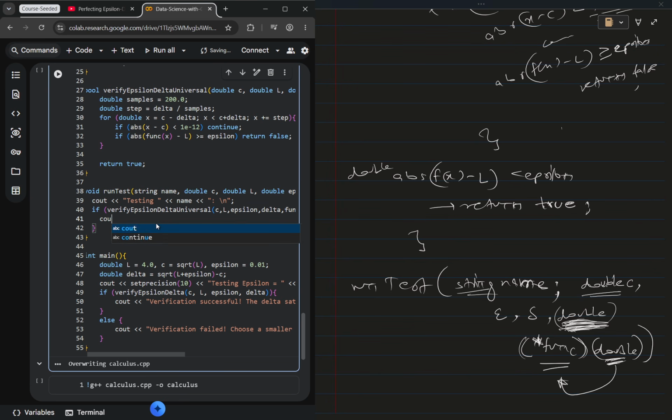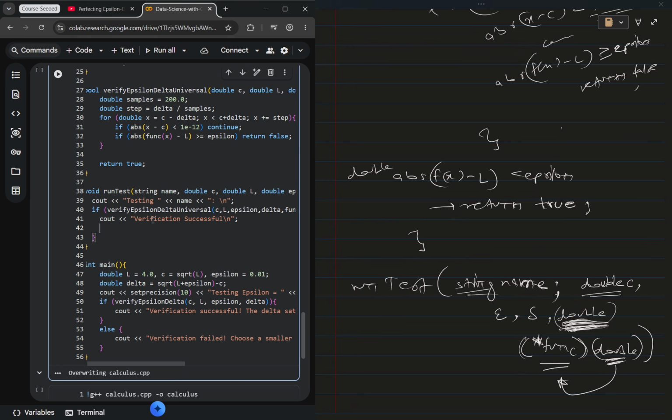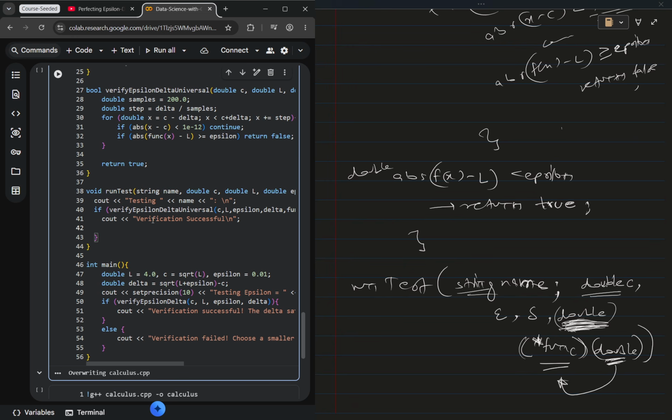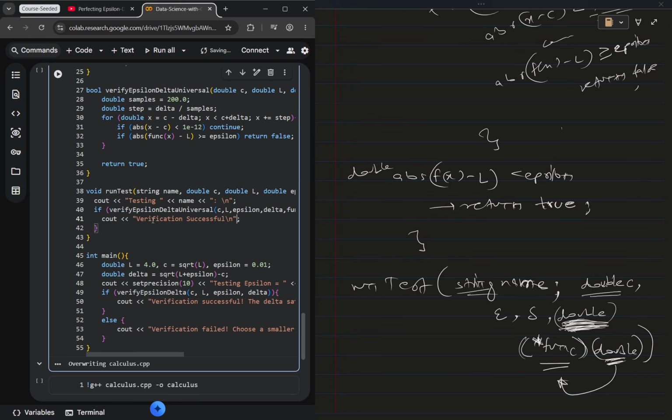Let's say we have cout verification successful. Well, basically this is a boolean value, so it will return true or false. Based on that, if it is true, then we'll be having this as the output in our console. Verification successful. And let's say we have something else. Verification successful, and let's write a few more things. Limit is good.